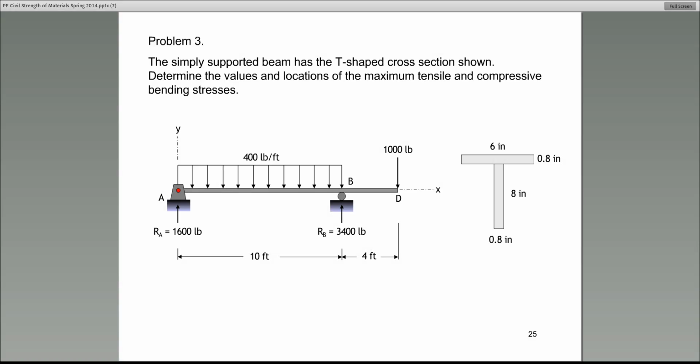All right? This is really an excellent homework problem for you. However, the one thing that I haven't given you is the location of the neutral axis. You see, the cross-section is a T-section. You see it on the right-hand side. But I did not give you the location of the neutral axis.